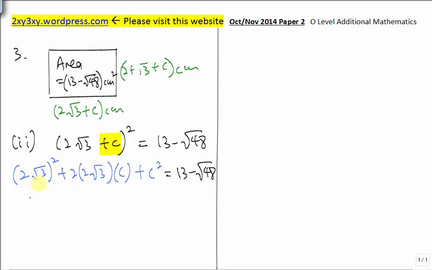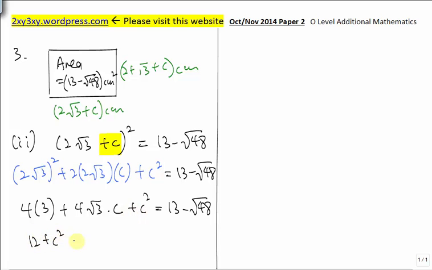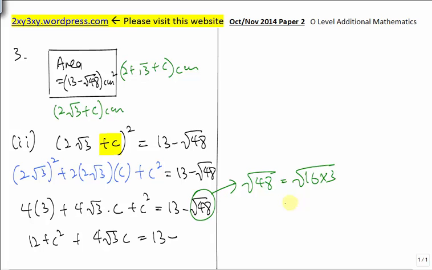So 2 square will give us a 4. Square root of 3 square will give us a 3. 4 square root of 3 multiplied by c plus c square equal to 13 minus square root of 48. Let's group the constant together. 12 plus c square plus 4 square root of 3c. And again, this square root of 48 we can express as square root of 16 multiplied by 3. Square root of 16 is a 4. Square root of 3 will be just square root of 3.